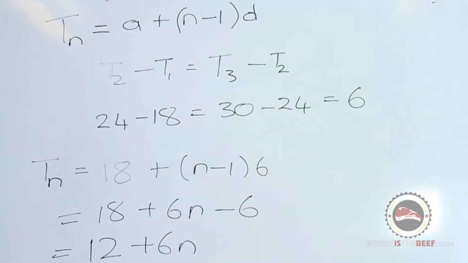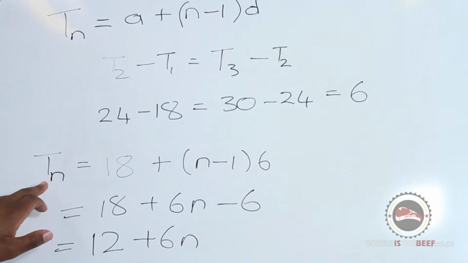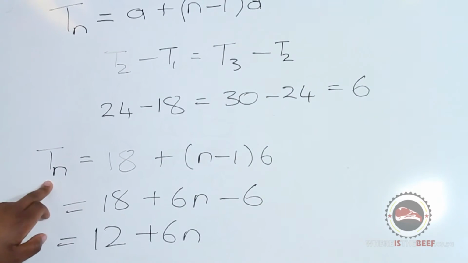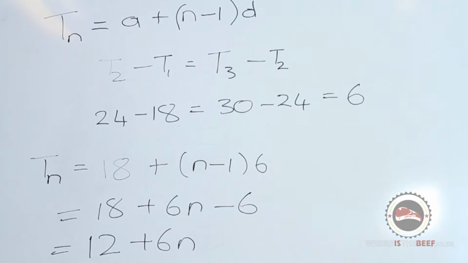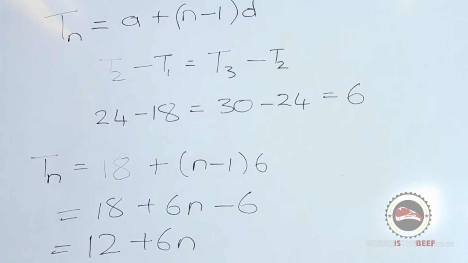So in this case, what do you have? You have a situation that tells you the nth term is equal to 12 plus 6n. Now we need to know, where are we? We're at a point where we need to find the position of the last term that is given in that series that occurs in your past paper, guys. We need to find that position. That position helps us determine how many terms there are.